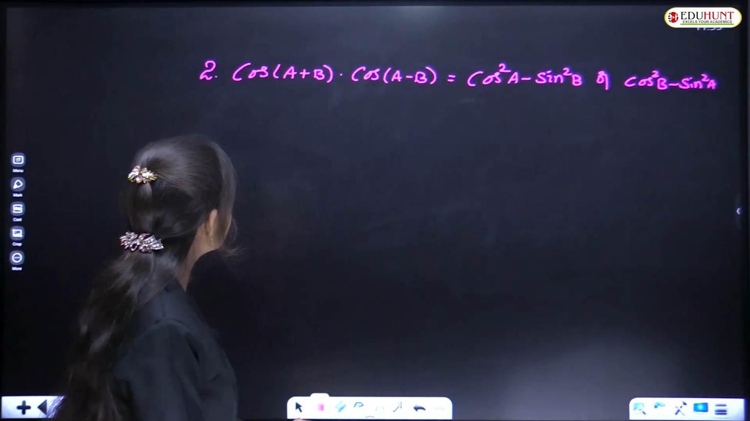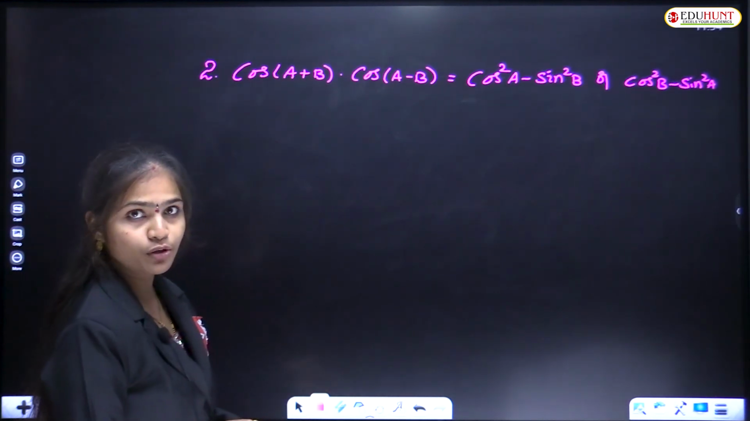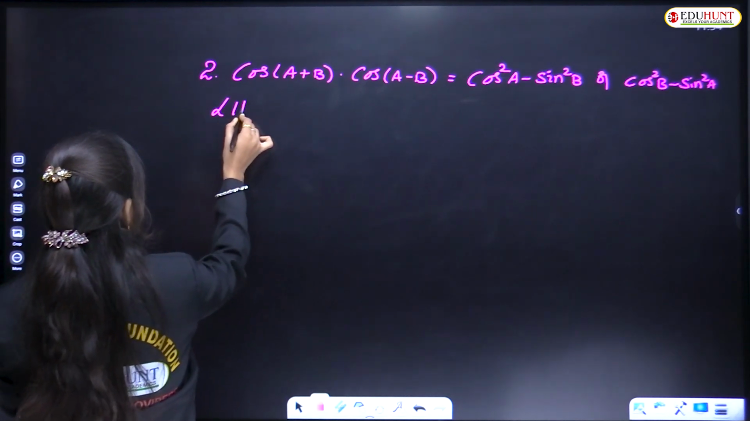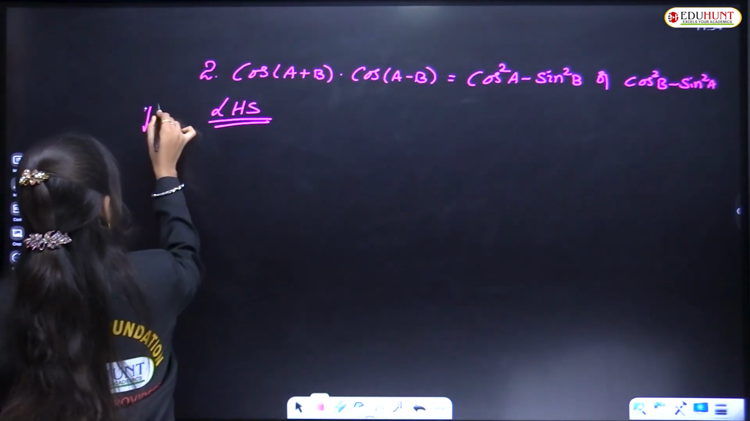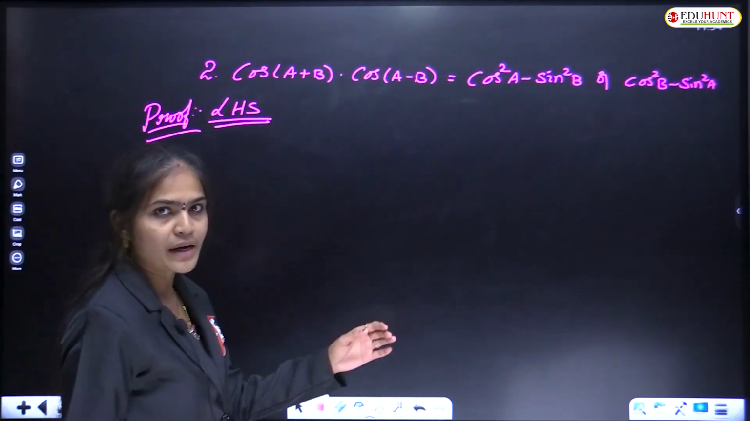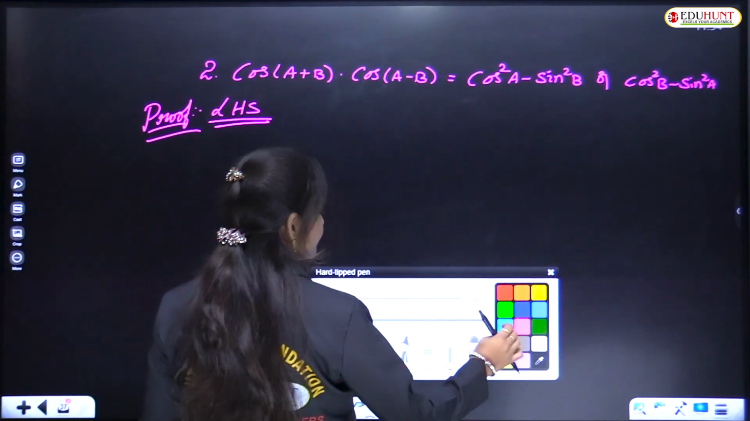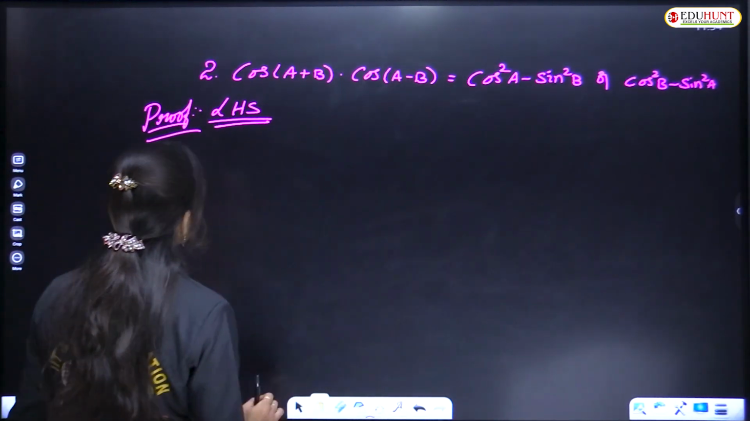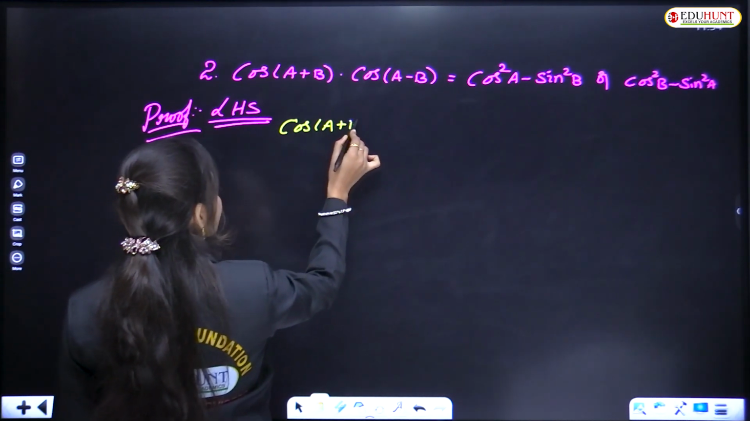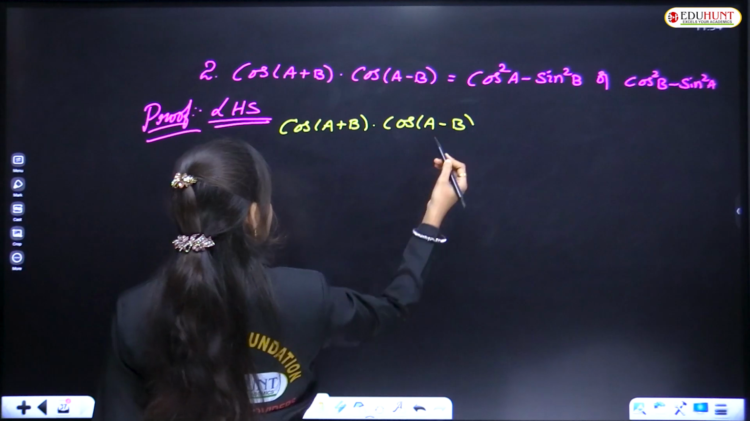Okay, so see this one carefully. Cos of A plus B into cos of A minus B. So first I want to take that LHS in the proof. Always we have to take the LHS only, no? We have to take the LHS and prove the RHS. So here, see this. Cos of A plus B into cos of A minus B.